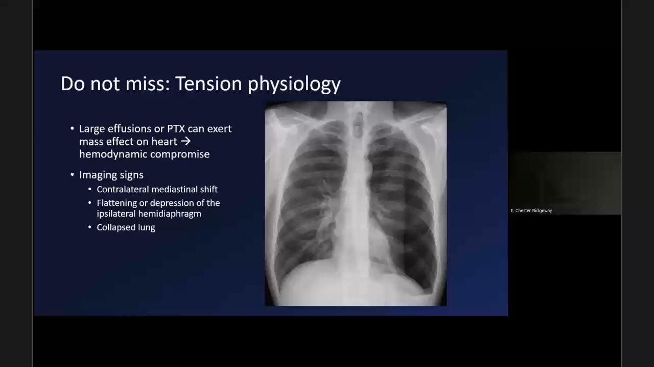Those signs include contralateral mediastinal shift. It's because this is a space-occupying process now. There's too much fluid, too much air, so it's pushing the mediastinum away from itself. Contrast that to when the lung is collapsed and there's volume loss. It's pulling that mediastinum in towards it. Other things that we can see for tension is flattening or depression of the ipsilateral hemidiaphragm. So the same side that that process is on, we'll see that diaphragm pushed down. And then we can also sometimes just see a collapsed lung.